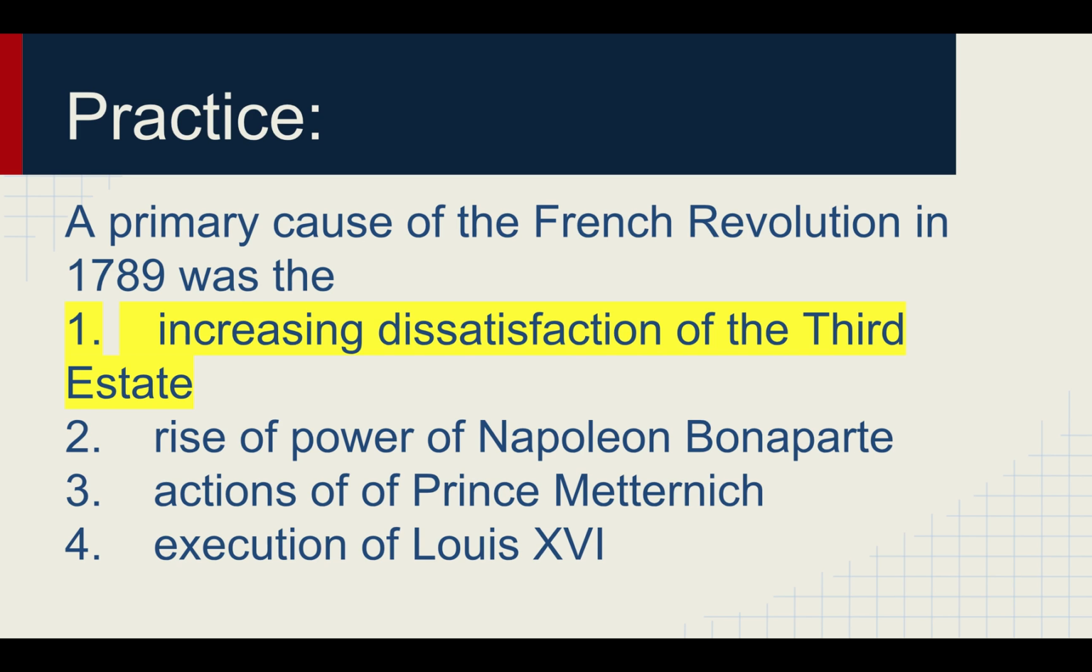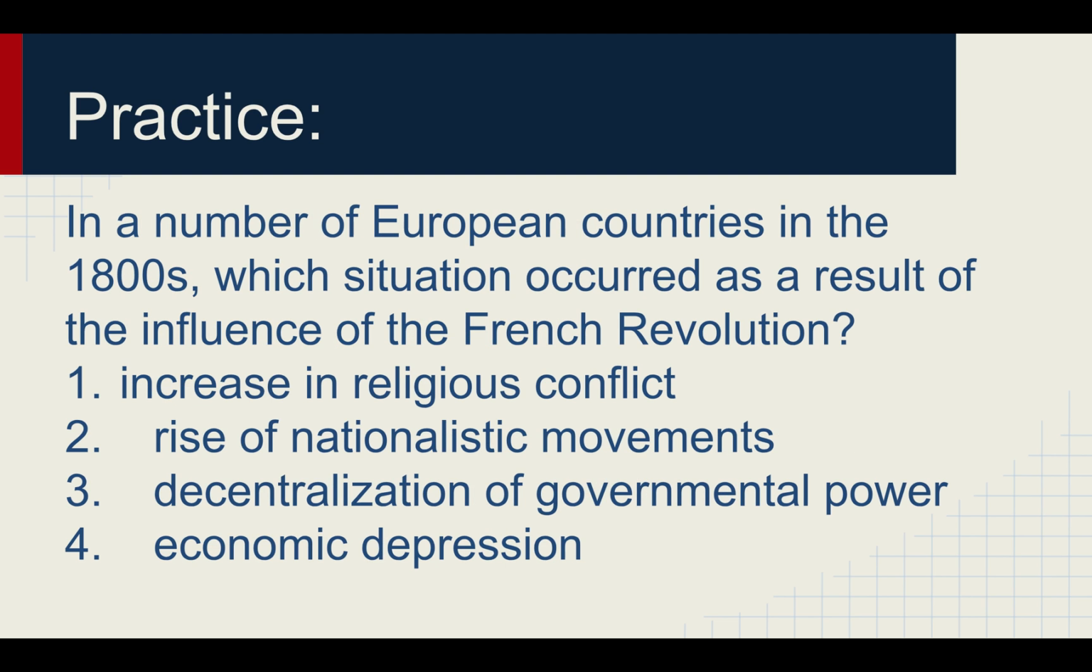Remember, Abbé Sieyès says, what is the Third Estate? Everything. What has it been? Nothing. What does it want to be? Something. In a number of European countries in the 1800s, which situation occurred as a result of the influence of the French Revolution? Was it increase in religious conflict, rise of nationalistic movements, decentralization of government power, or economic depression? Always go with nationalism. Remember, those four main causes are growing.